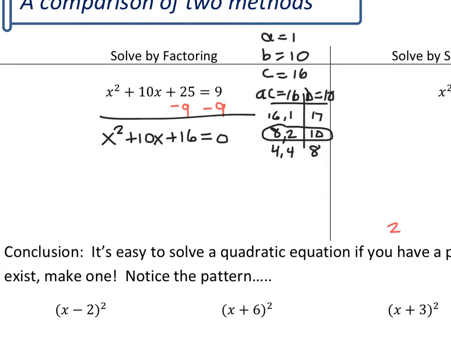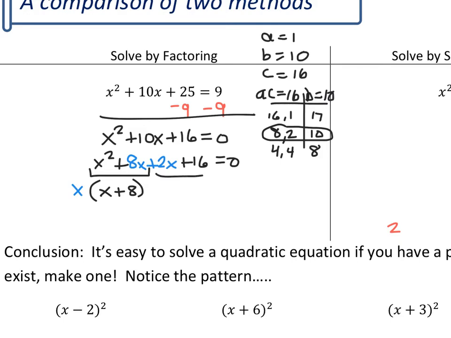We're going to rewrite that 10x using the sum of these 2 terms. It doesn't matter what order you put them in. I'll put 8x plus 2x. And I've got my x squared plus 16 equals 0. We're going to factor by grouping. The greatest common divisor in the first 2 terms is x, which leaves x plus 8. And the greatest common divisor of the second 2 terms is 2, which leaves x plus 8, which is what we're hoping to see.